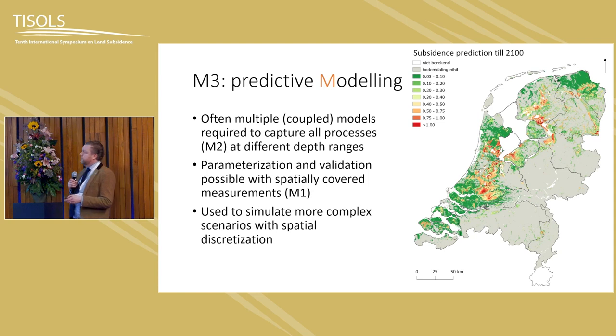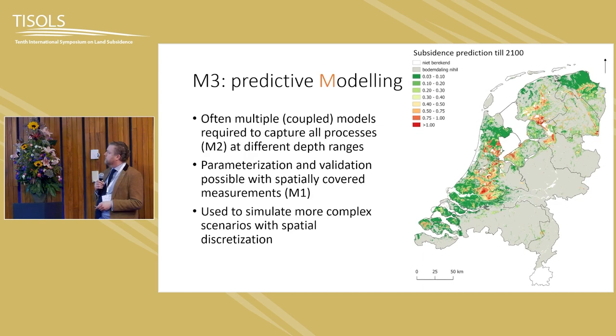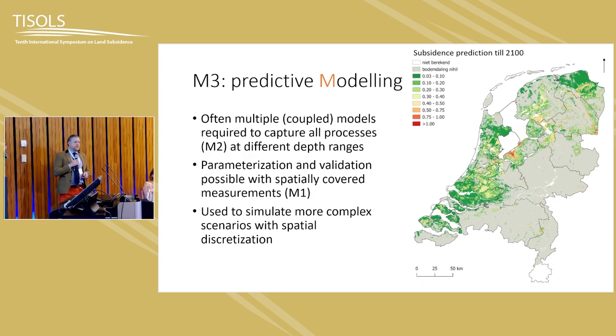And what you can do, of course, with these models is that you can work on more complex scenarios. So this is a scenario where we have the warm scenario with a lot of climate change and a lot of ongoing land subsidence. We also have a different scenario, as this one, and that is with much less land subsidence. So you can see the difference between the two maps. So you can play around with different scenarios.